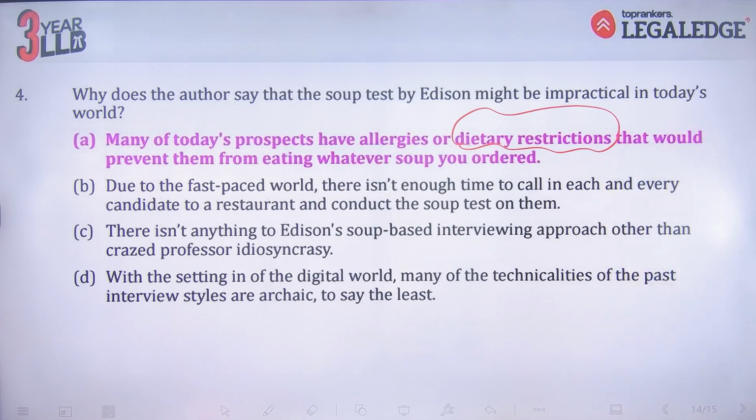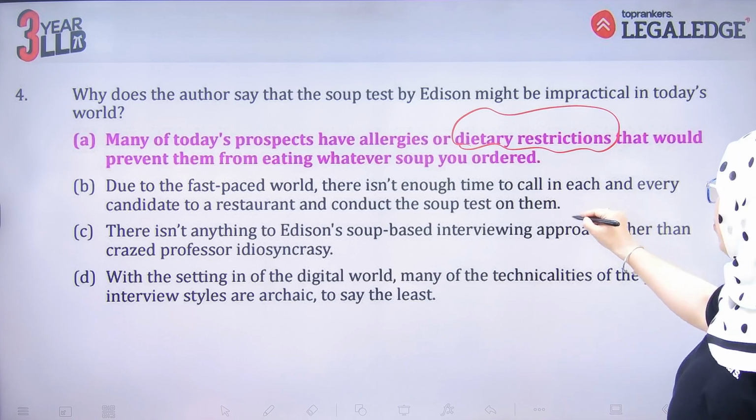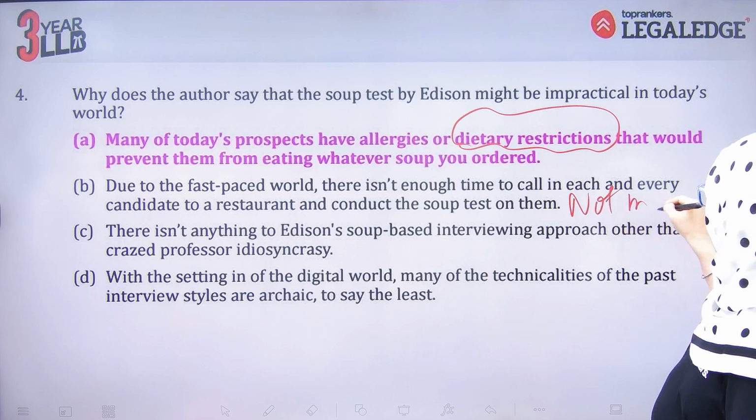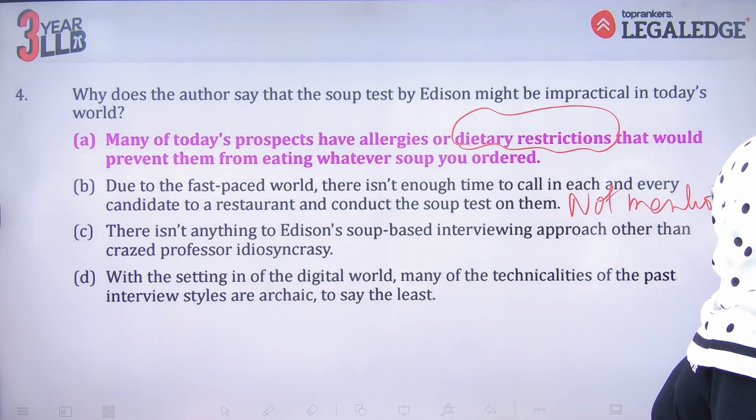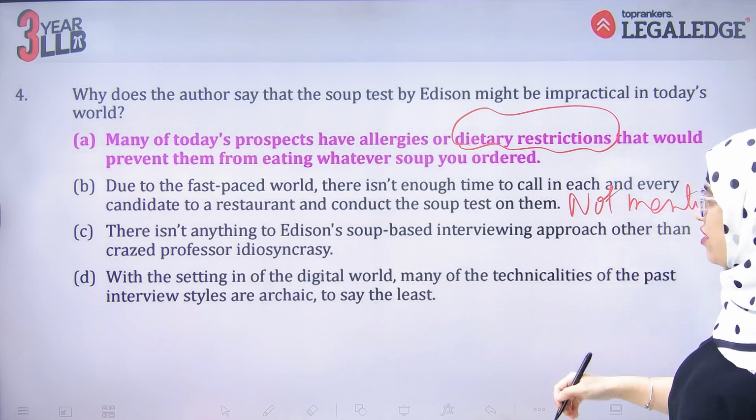Due to fast-paced world, there isn't enough time to call each and every candidate to a restaurant and conduct a soup test on them. So nothing around it is given in the passage. So not mentioned आप कर सकते हैं यहाँ पे. All right, that was just extrapolation.